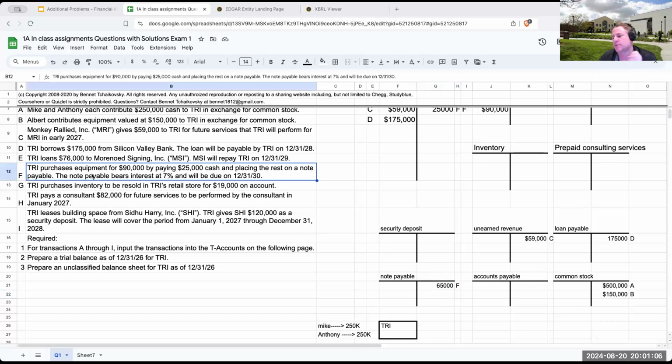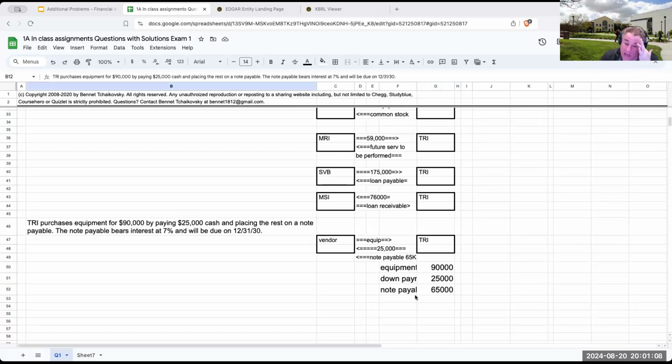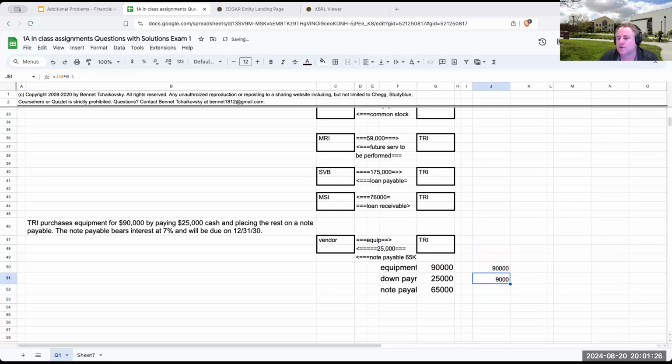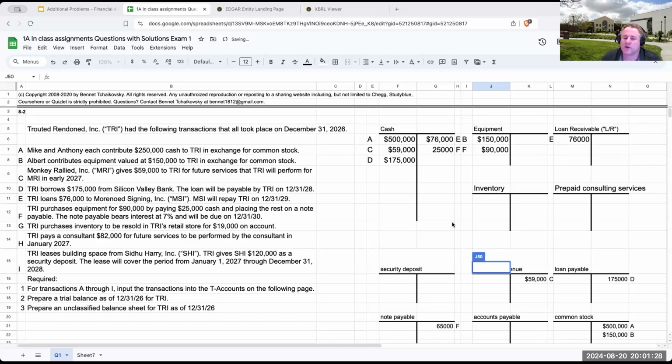When I come over here for the letter F, the other thing I want to also just share with you, if you're in my class, how could I make this more difficult? Well, instead of saying 25,000 down, I could say, what if you put 10% down? So you get the same equipment, but I just say 10%. So what you would do is you say, well, the cash is 10%, the remaining amount's on a note payable. So that's a variant of the question I could ask.